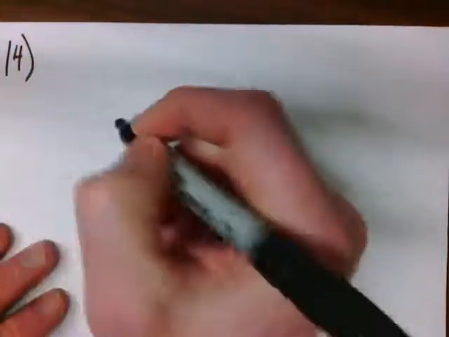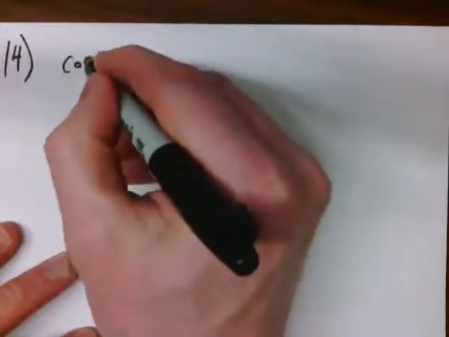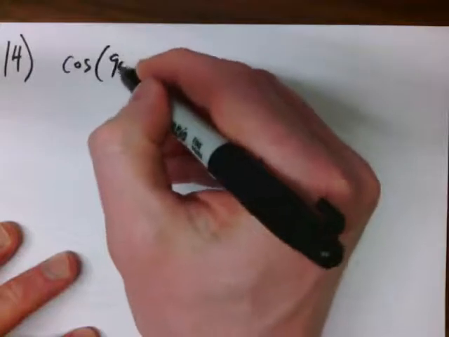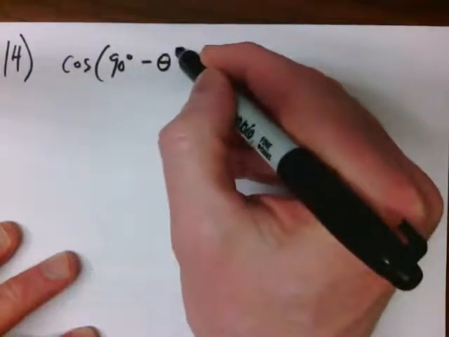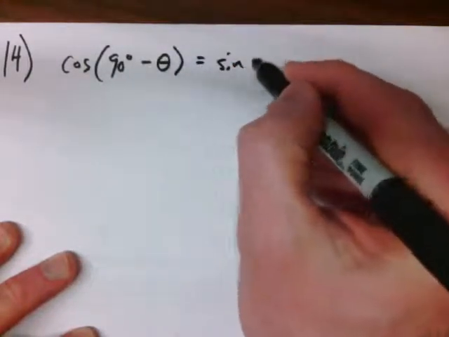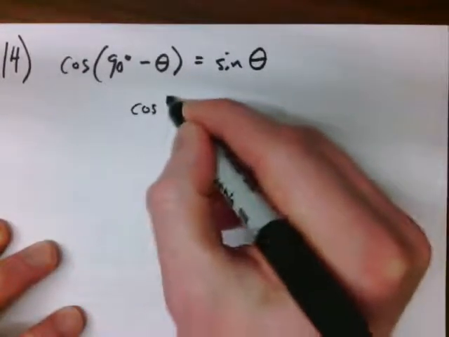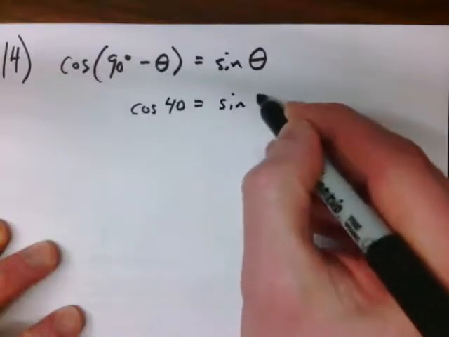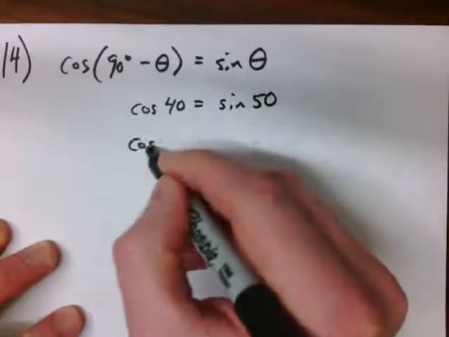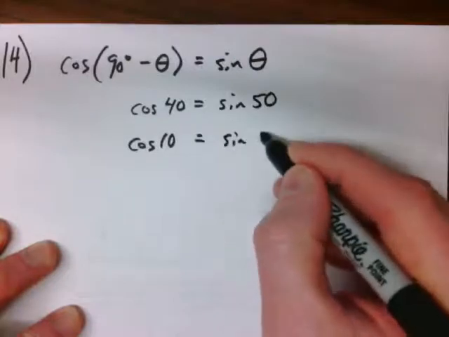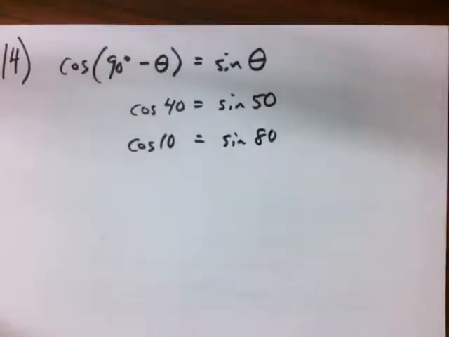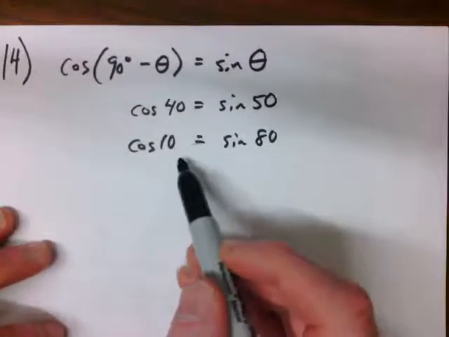It says, explain why the following statements are true between 0 and 90 degrees. Cos of 90 degrees minus theta equals sine of theta. So in other words, it's like cos of 40 equals sine of 50. Cos of 10 equals sine of 80. And so on. Now, the idea here is just kind of the relationship.